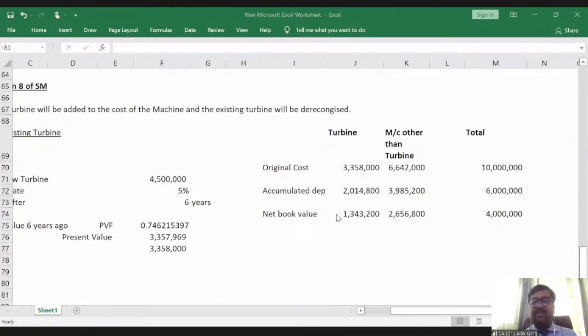Vidula, you are saying that 35,25,868 is to be derecognized. So it is not 35,25, Vidula, it is 33,58, right? 33,58. Is it clear?